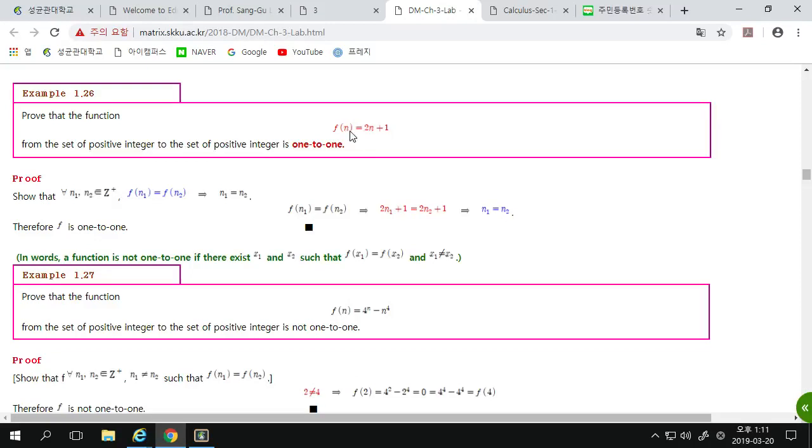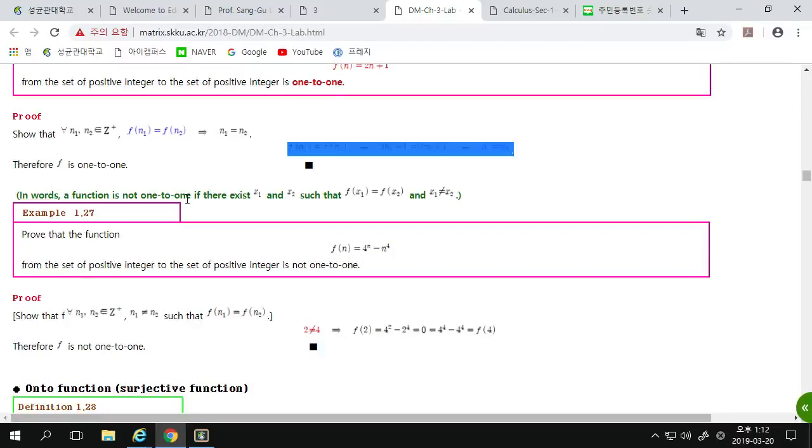Prove that the function f of n equal to 2n plus 1 is one-to-one. How do you show it? For arbitrary n1 and n2, let f of n1 be equal to f of n2. Show n1 is equal to n2. Then it's done. So we write down f of n1, which is 2n1 plus 1, is equal to 2n2 plus 1. Subtract 1 on both sides and divide by 2, then we have n1 equal to n2. So this implies it is one-to-one.